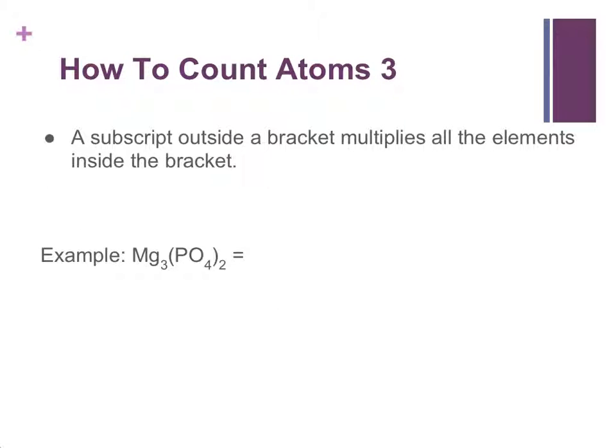A subscript written outside a bracket multiplies all the elements inside the bracket. So it's almost like you're applying the distributive property, which you learned in grade 9 math, to our chemical formula. For example, if we have Mg3(PO4)2, the subscript 2 is applied to all the elements within the bracket. If we were counting the number of atoms, then Mg3 indicates there are 3 magnesium atoms.